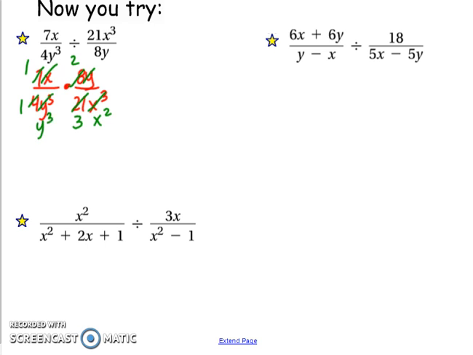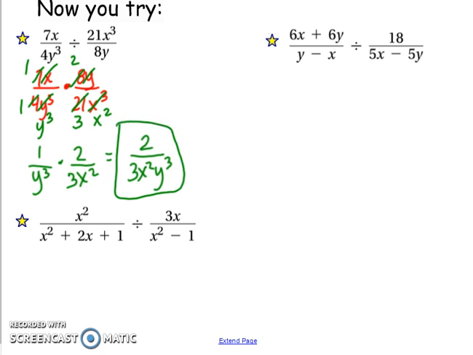So what we really have now is 1 over y cubed times 2 over 3x squared. So this is going to be 2 over 3x squared y cubed. And that's simplest form.